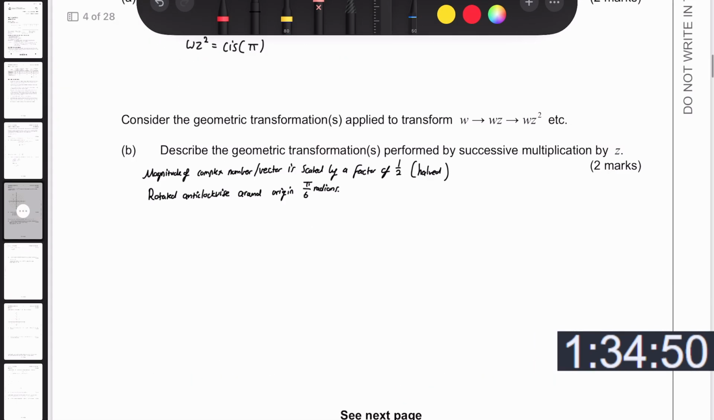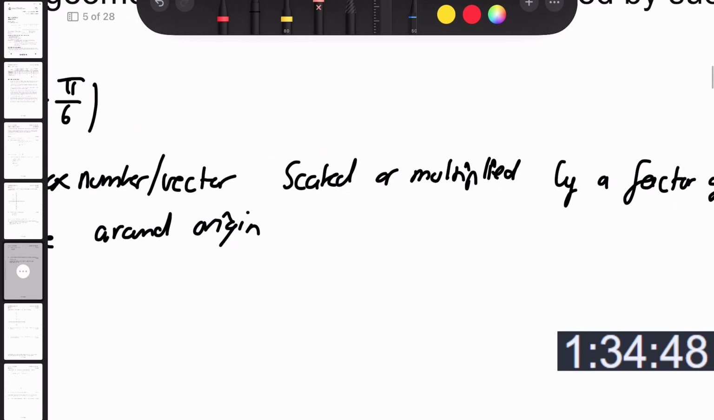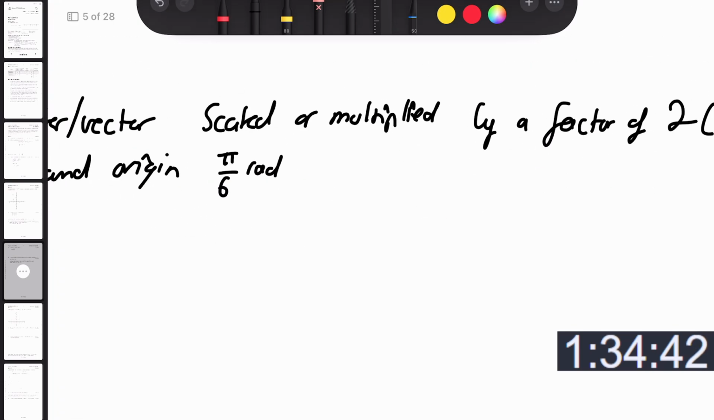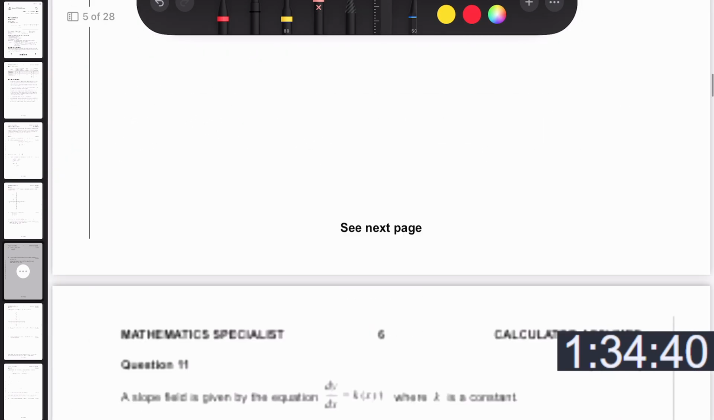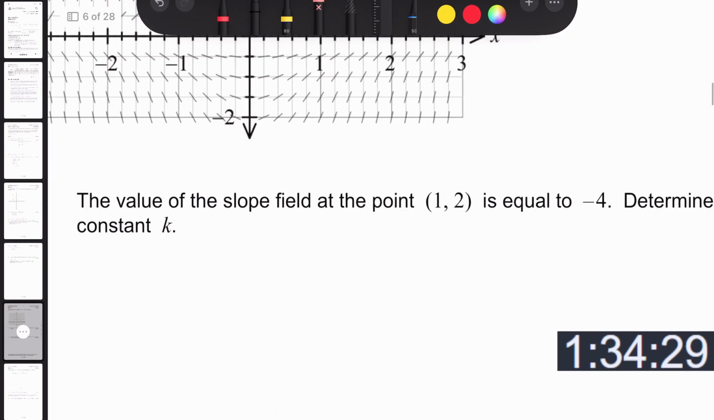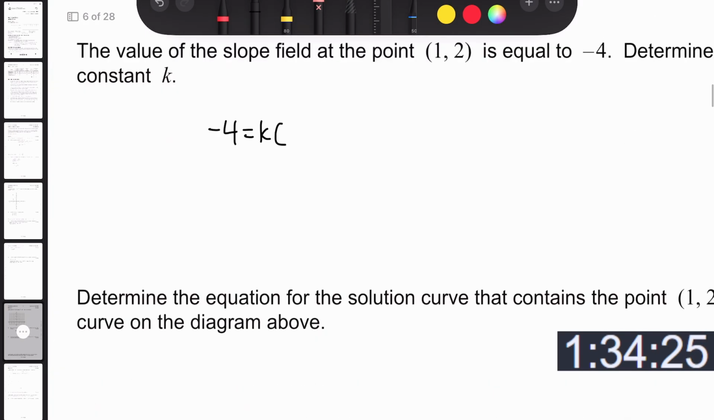Wait, up here, oh yeah, this is anti-clockwise, around origin, pi on 6 radians. So far, calculator assume is much easier than calculator 3. Okay, it's given by x and y, it's given negative 4, that's given by the constant k, so we have negative 4 equal to k of 1 times 2 is 2, so k must be negative 2.